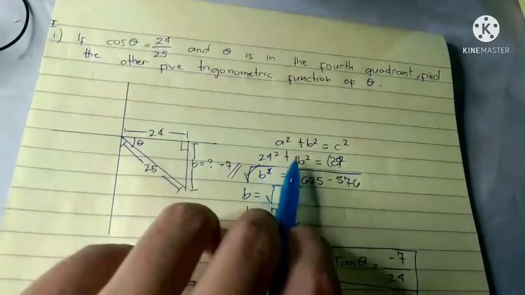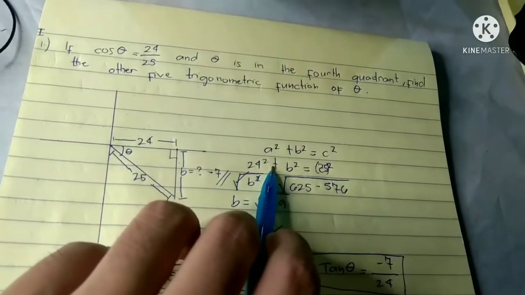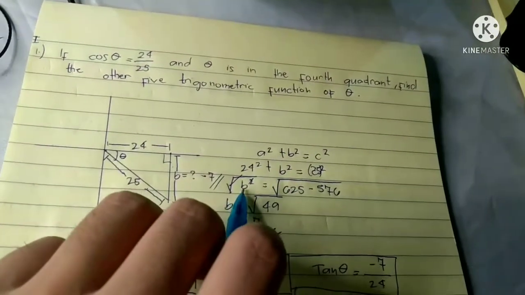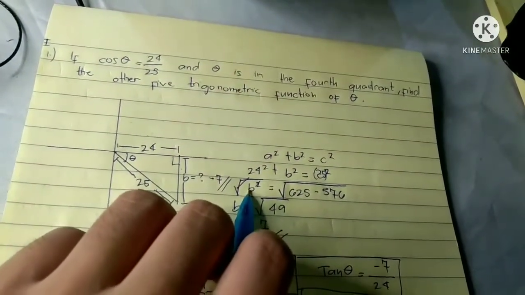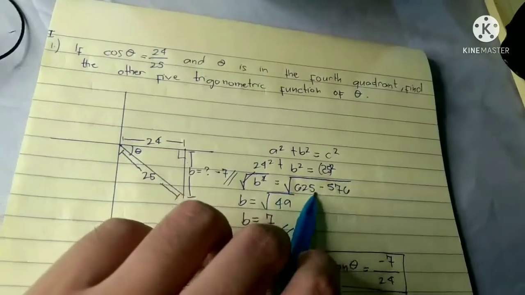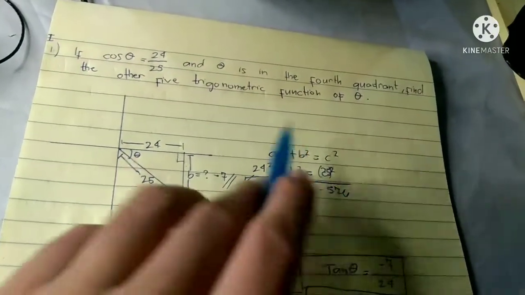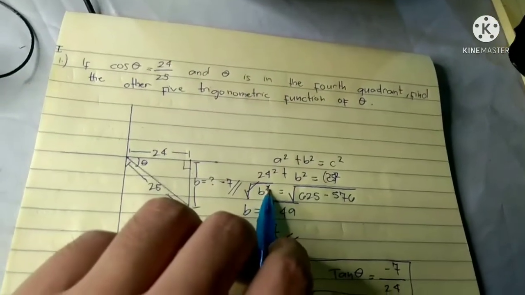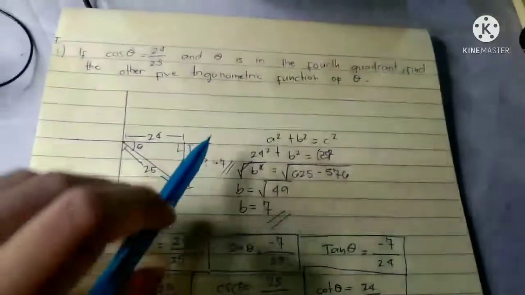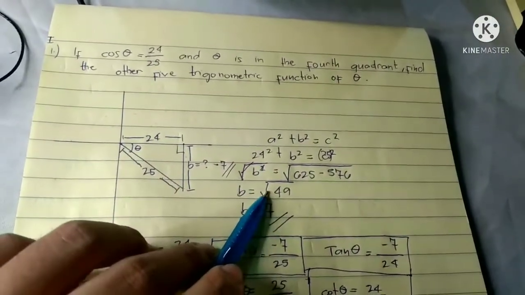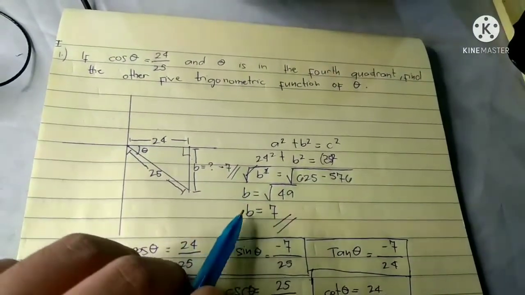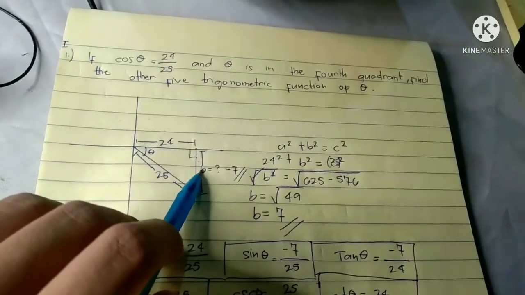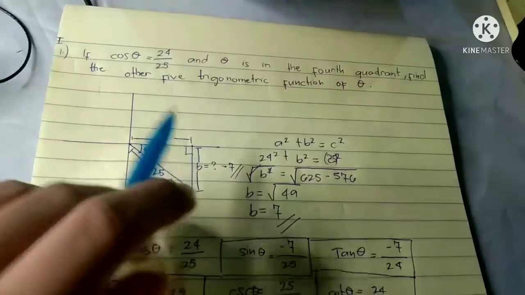Our a squared is 24 squared plus b squared is unknown, and our c is 25. So if we solve this, we will get b squared is equal to 625 minus 576. Then take the square root of both sides to cancel out the squared exponent. So b squared is equal to 49, and the square root of 49 is 7. Since our b is in the fourth quadrant, our b will be negative 7.